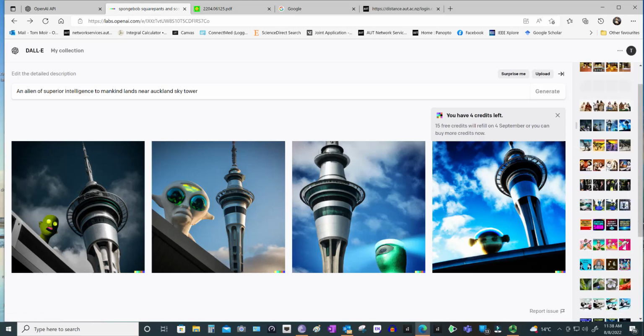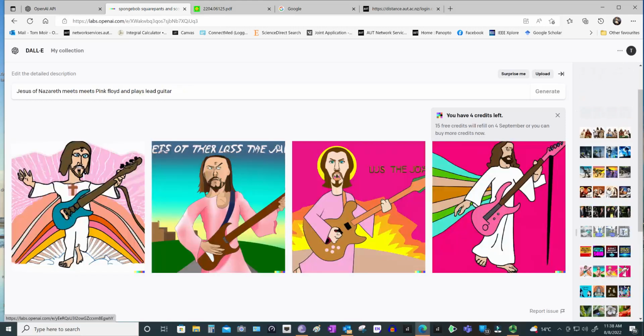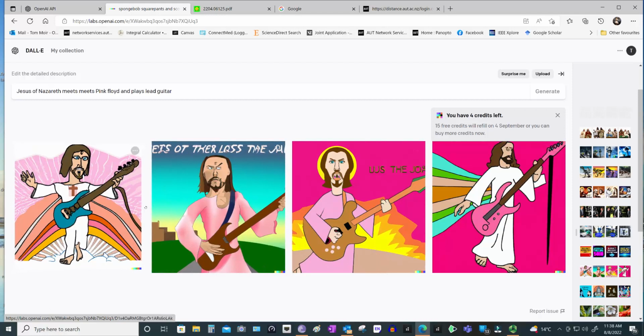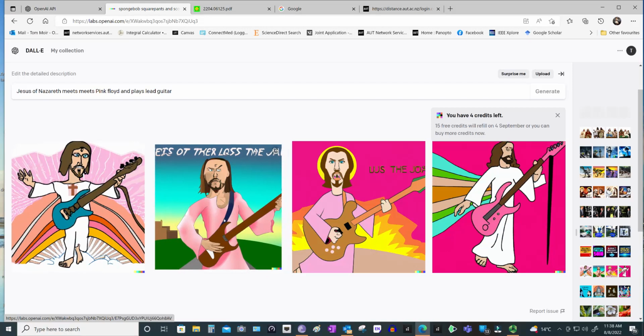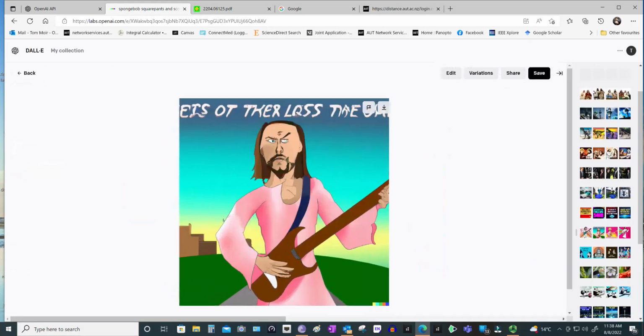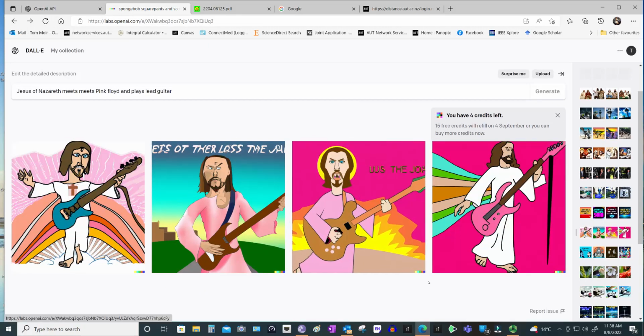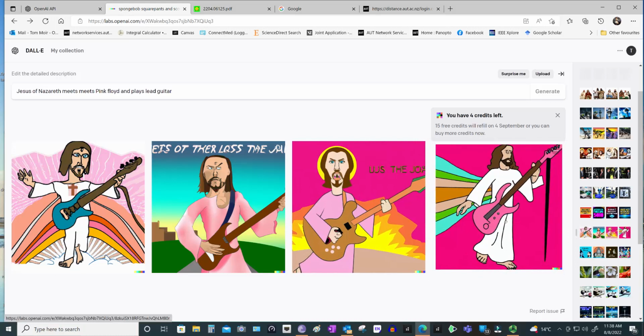Let's have a look at some others. Oh, this is another religious one. Jesus of Nazareth meets Pink Floyd and plays lead guitar. Well, I don't know whether the computer thought pink and put him in pink. Maybe it doesn't know about Pink Floyd, the group.